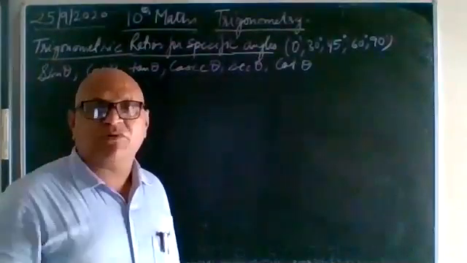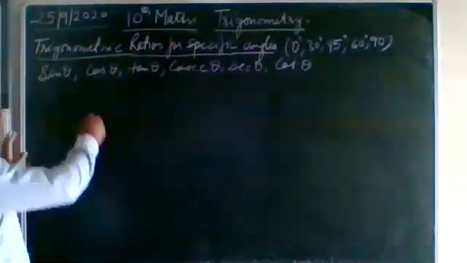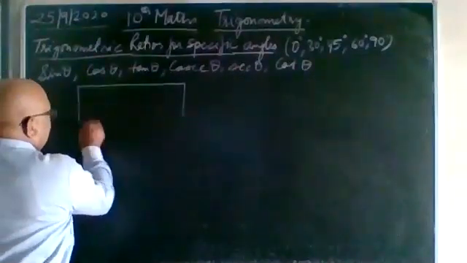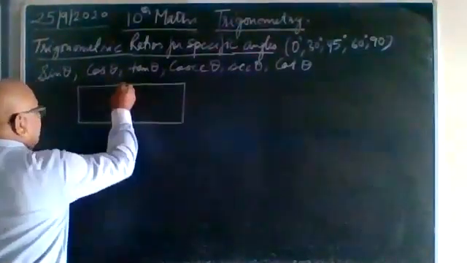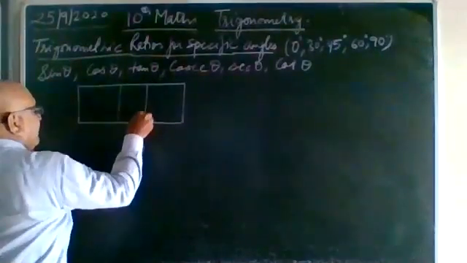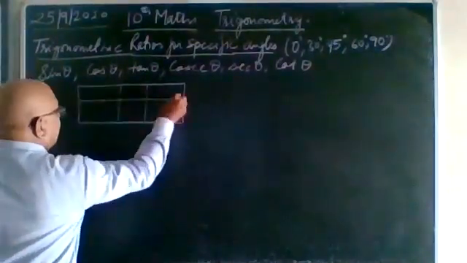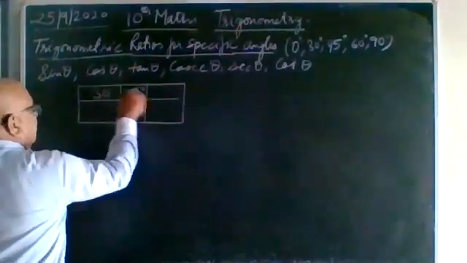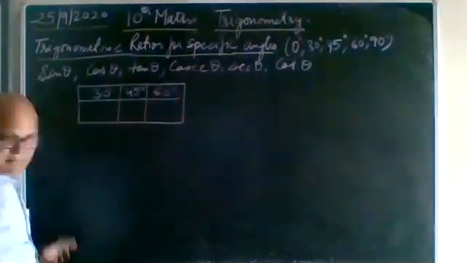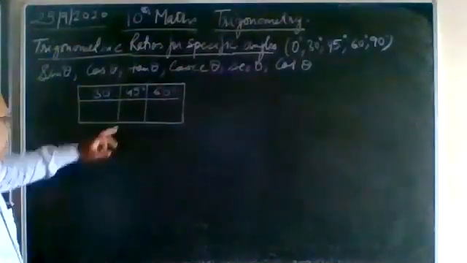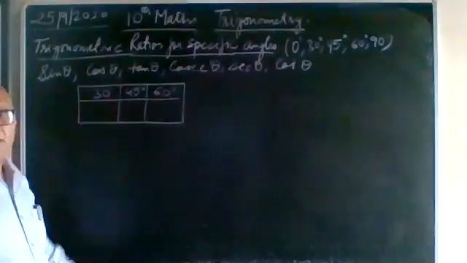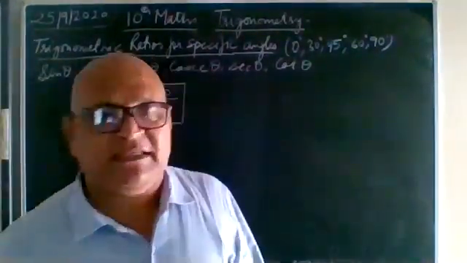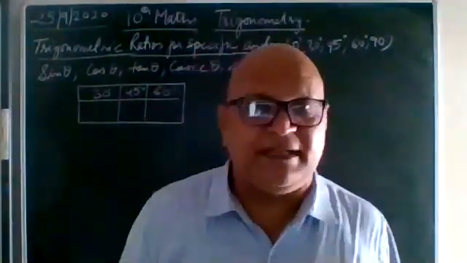Now what is important you remember, that when I say make this column, a simple column, we have 45 degree, 30 degree, 60 degree. Now when I say 45 degree, I am taking it in the center.